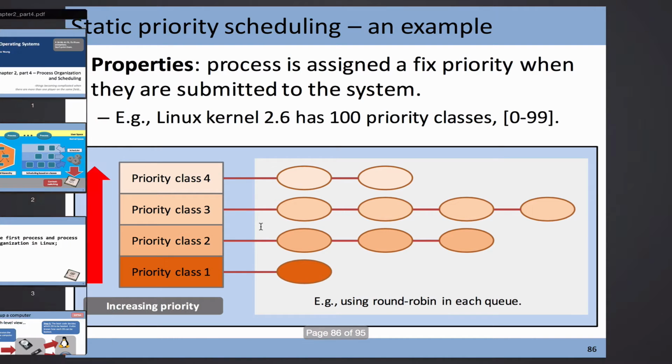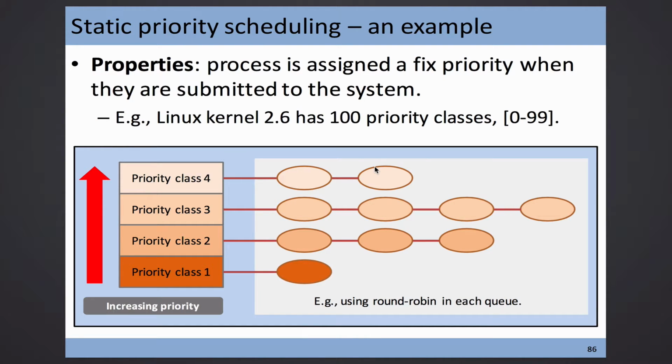The illustration is like this. Let's say the top ones are the priority with the higher number, and this is the priority with a lower number. So the real-time or RT processes will be of this class, the highest class. So what is the meaning of highest class?